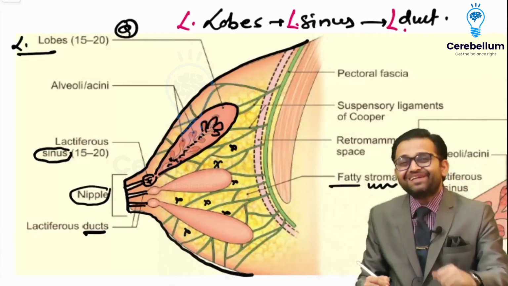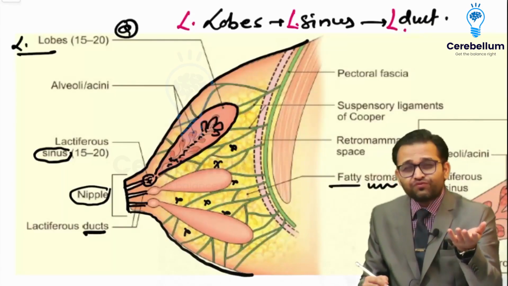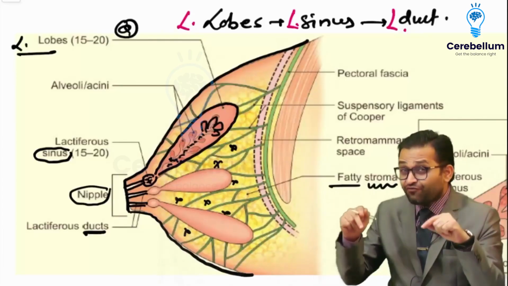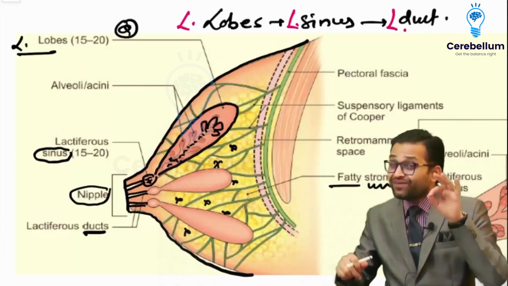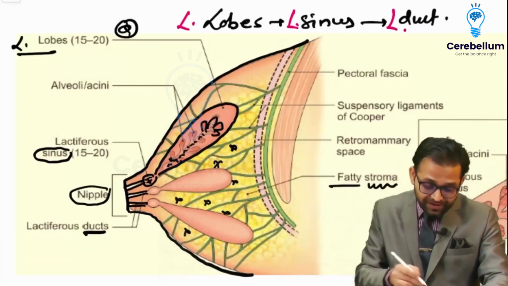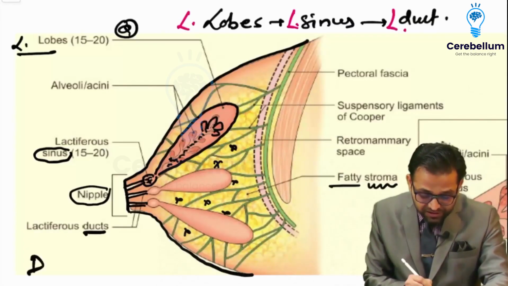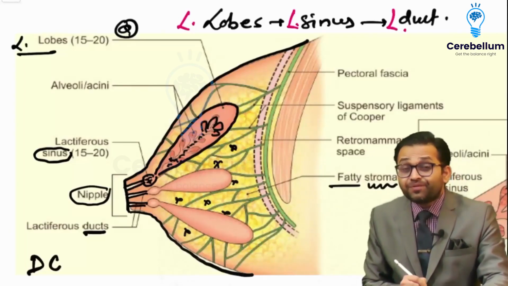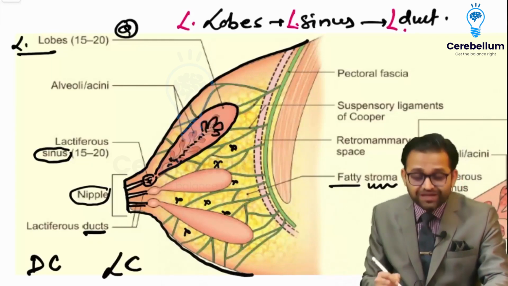Simple. Clinical integration. Yes. Anatomy is so elegant, so beautiful. If your anatomy is strong, you will catch that everything is very, very easy. How? Sir, if there is cancer of the duct, then you will say ductal carcinoma. But if there is cancerous proliferation of the lobe, then you will say lobular carcinoma.